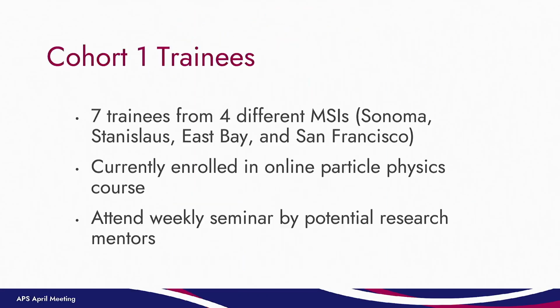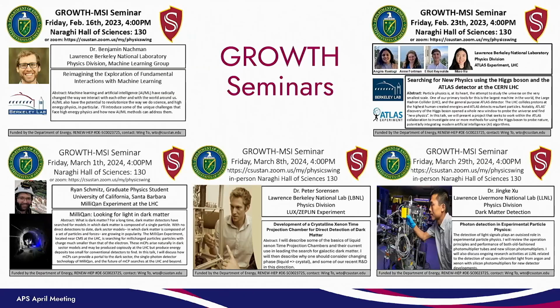This was the flyer. We don't really need to dwell on this. So again, we have our first cohort right now. We ended up with 7 trainees total from 4 different minority-serving institutions. They're currently in this particle physics class, and they attend a weekly seminar. These are some of the flyers for some of the seminars.